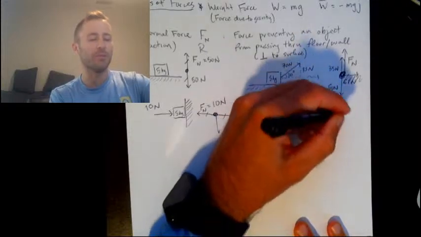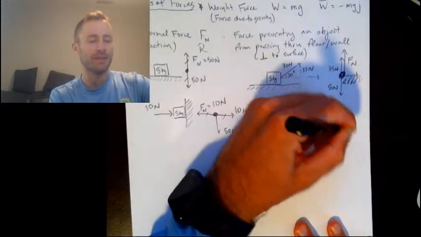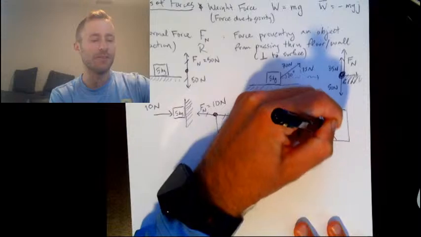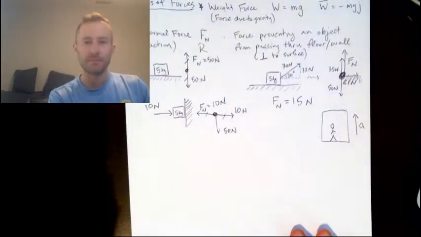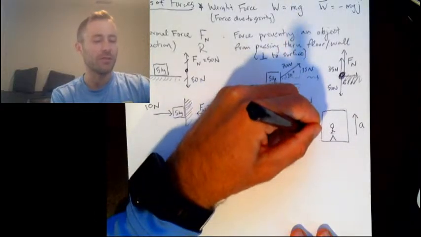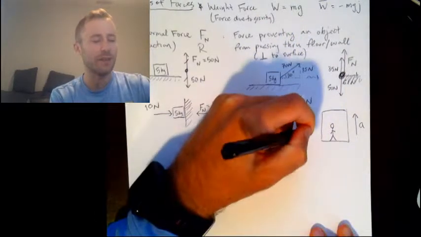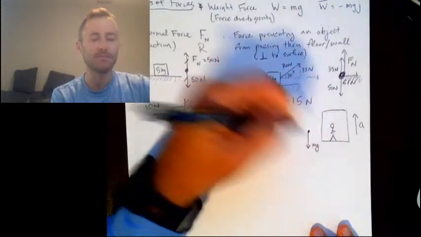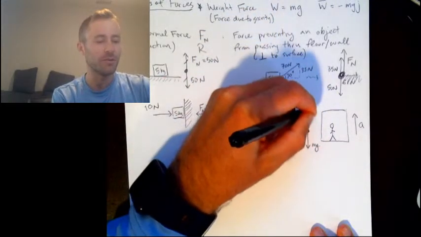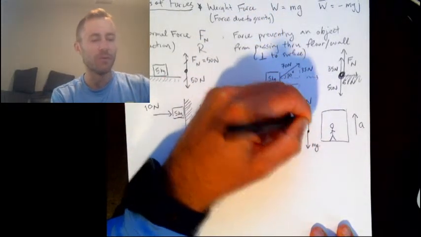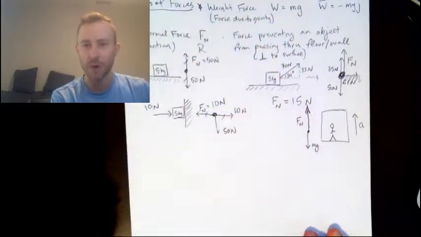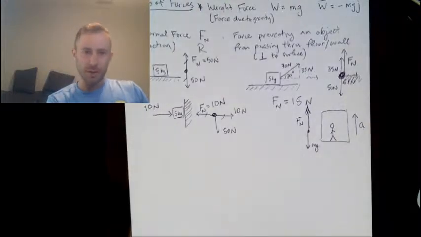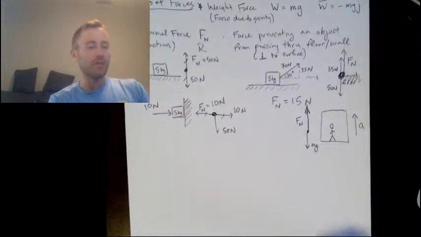Another example would be if you're in an elevator and the elevator is accelerating upward. In that case, the rider of the elevator has a downward force, mg, and an upward normal force. And the normal force has to be bigger in size than the weight force in this case. Why? Because if the normal force were not bigger in size, then the person cannot accelerate upward.